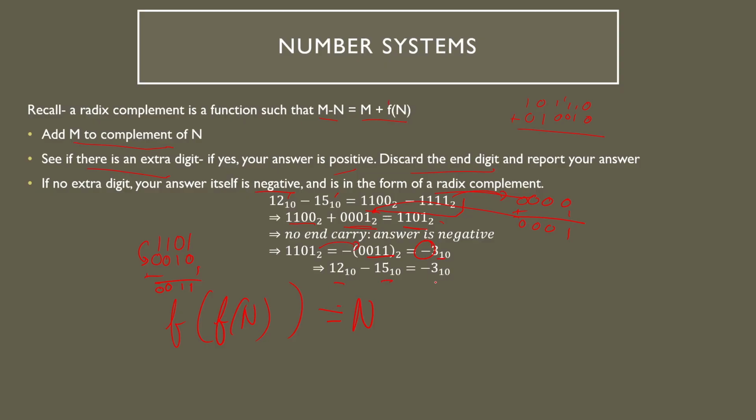12 minus 15 is negative 3 in base 10. Again, if you had got this answer, you can always double check by doing it in decimal and then converting back to binary, and converting these back to decimal. You'll get these in binary. So that's why I put that bonus slide in, so that you can check your answers when you're doing a sum like this. It's very easy.